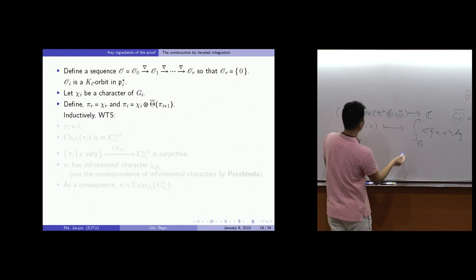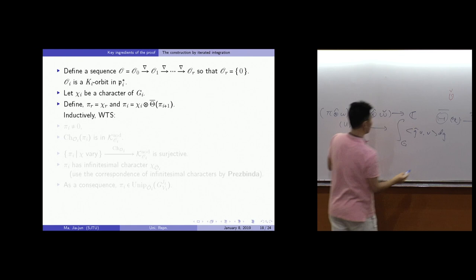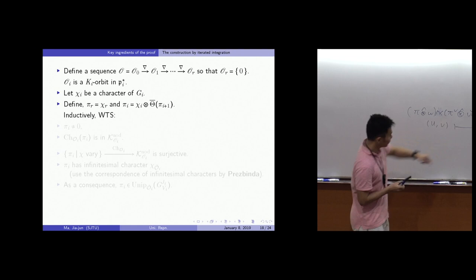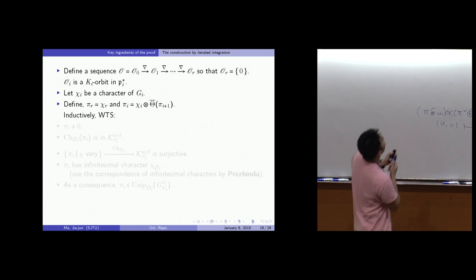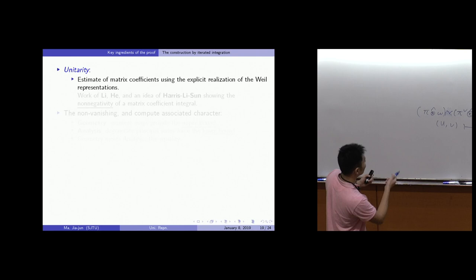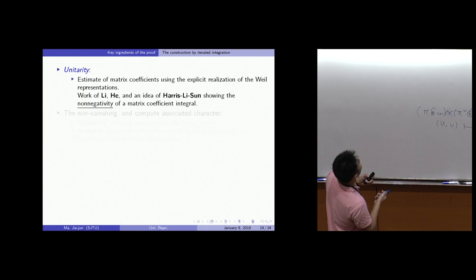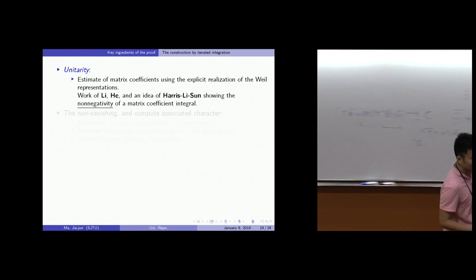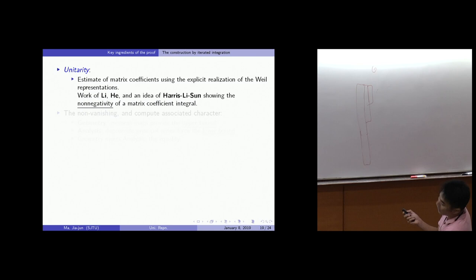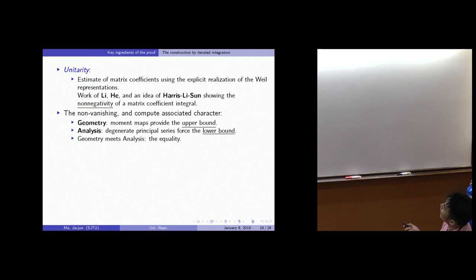So this integration first may not converge, and secondly may not be non-zero. What we managed to do is to show this integration converges in our construction and is non-zero, by the non-negativity argument in Harris-Li-Sun. Unitarity, non-negative. And the difficult part is to show that this integration does not vanish.